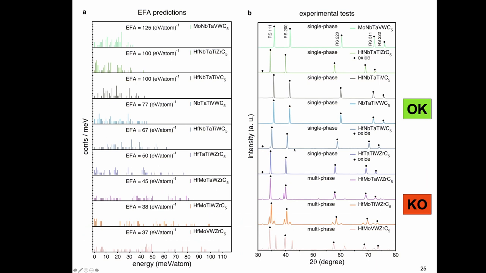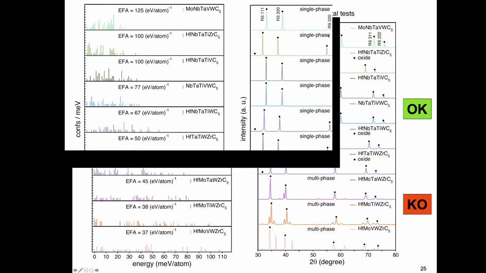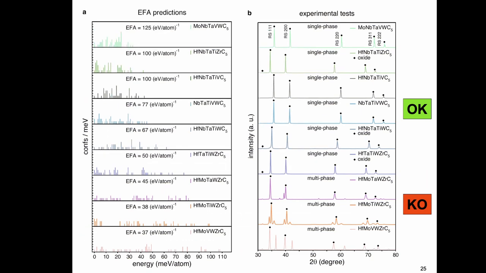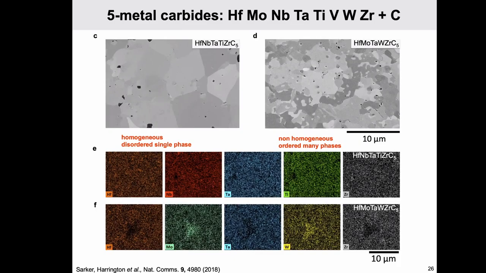So pretty much there is a threshold here, above which the EFA perfectly describes the formation of high entropy carbides, and below which they do not form. An example: this is hafnium, niobium, tantalum, titanium, zirconium. This is a single phase, completely disordered, and those are grains.